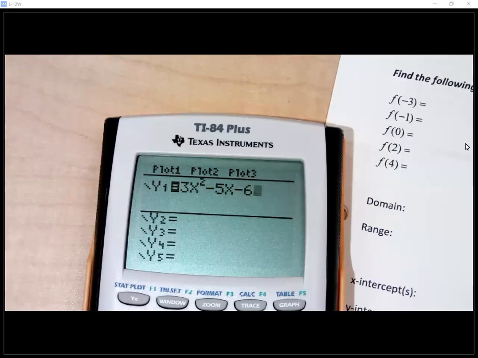Take a moment and make sure that your screen looks like my screen. Did you hit y equals? Yes. If you don't have this line here like I do, that's no big deal. It's just a setting. So everybody take a moment, and in y1, you should have 3x squared minus 5x minus 6.